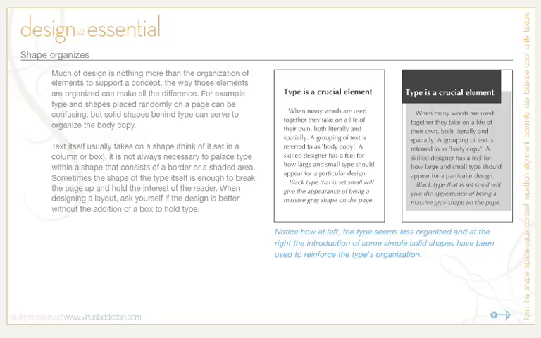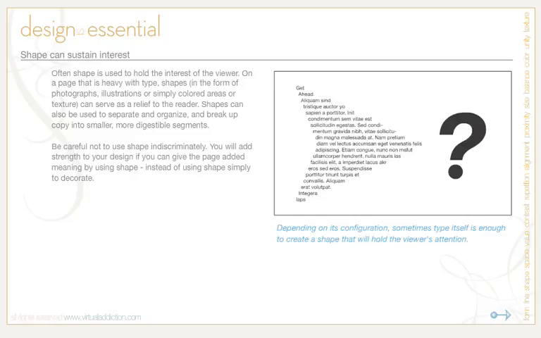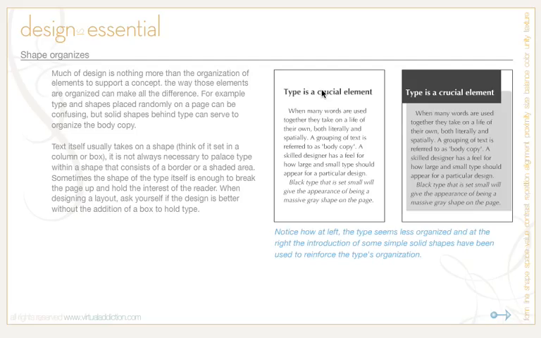It's not always necessary to place type within a shape that consists of a border or a shaded area. Sometimes just the shape of the type itself is enough to break the page up and hold the interest of the reader. When designing a layout, ask yourself if the design is better without the addition of a box to hold type. You can see in this example the type is set in the shape of an arrow, and I don't need any sort of borders to be able to see that arrow.